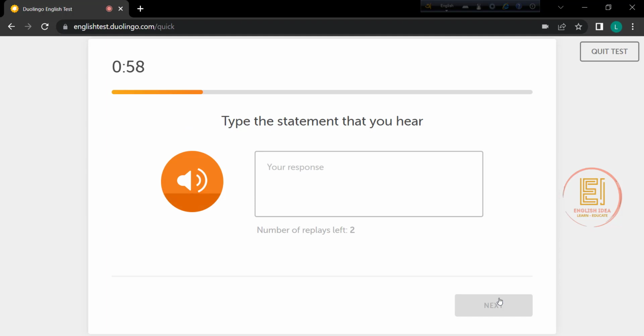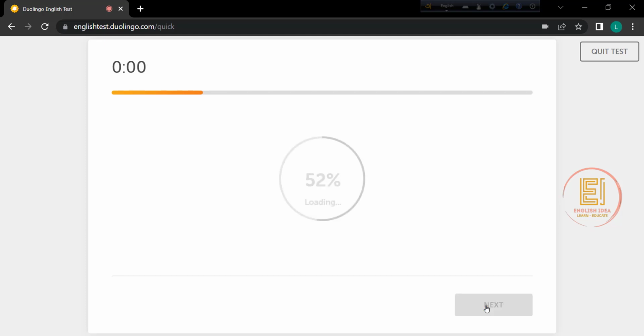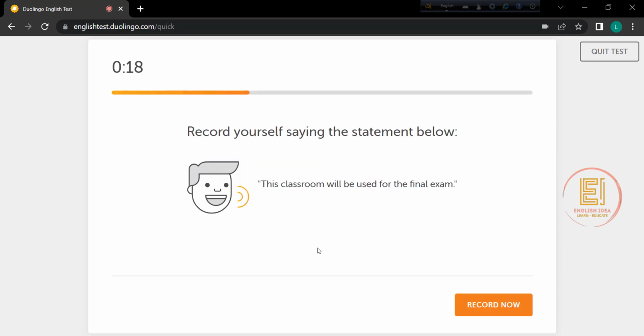All of his works were published by the same publisher. This classroom will be used for the final exam.